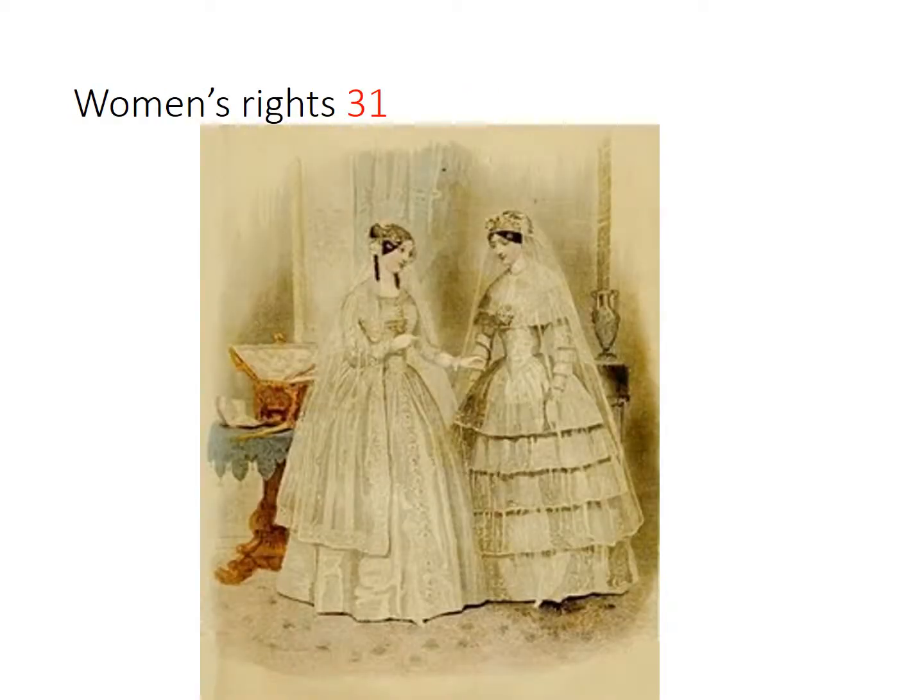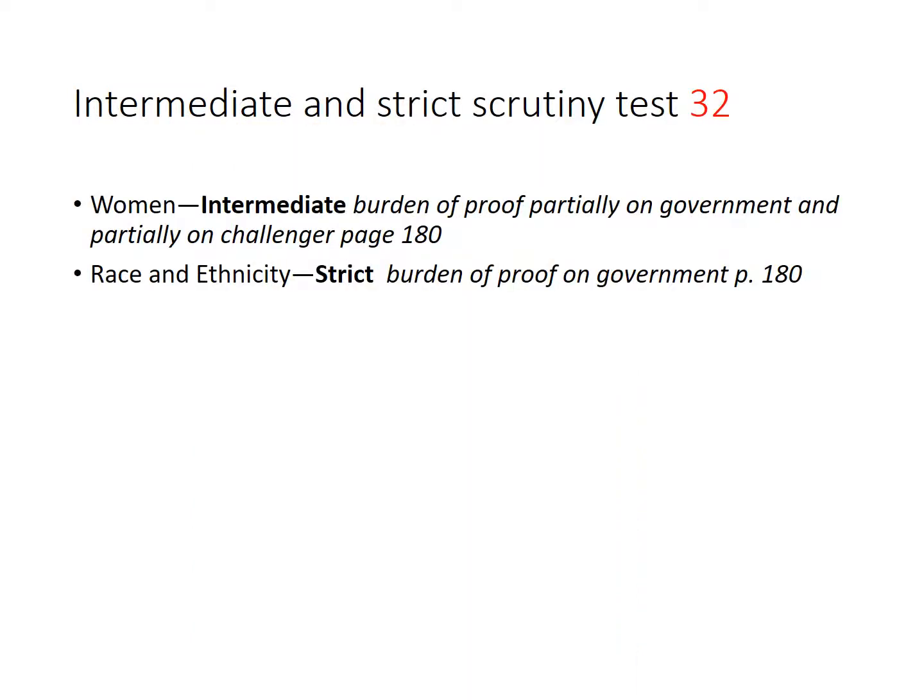We can also see here the expansion of rights for women, and that certainly is emphasized there in your text. And one of the parts of looking at, in particular, women's rights is to look at the differences between the intermediate scrutiny test and the strict scrutiny test. In large part, that difference is between the genders and the races and ethnicities.